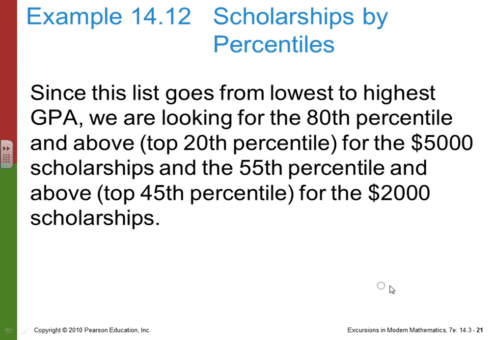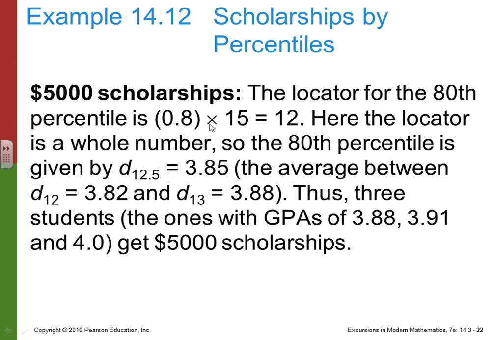I sort the GPAs, and then the top 20 percentile are going to get $5,000. The top 45 percentile, $2,000 in scholarships. I find the spot, the 12th one up would be the 80th percentile, and that position is going to be 12.5, going to be 3.85. So at 13, 3.88 and higher, those guys are going to get $5,000 scholarships.